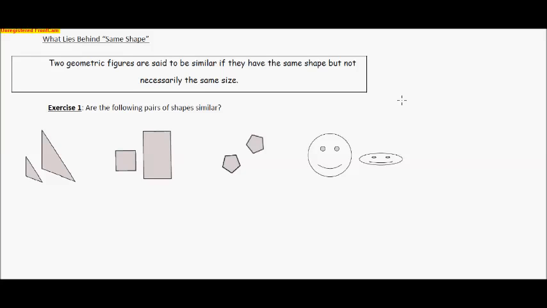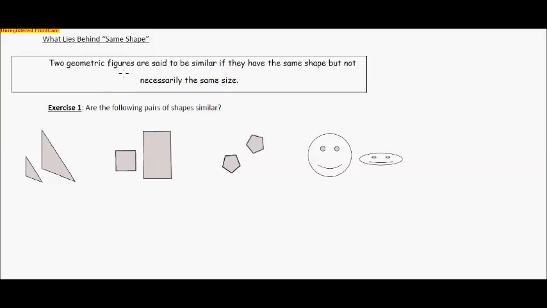Hi everyone, today's video is called What Lies Behind the Same Shape, and this is continuing our work with transformations. We're going to add a new transformation today, and I've got the first exercise up here on the screen, but let's just refer to what's in the box here first.